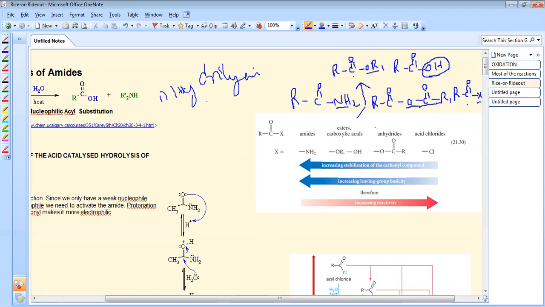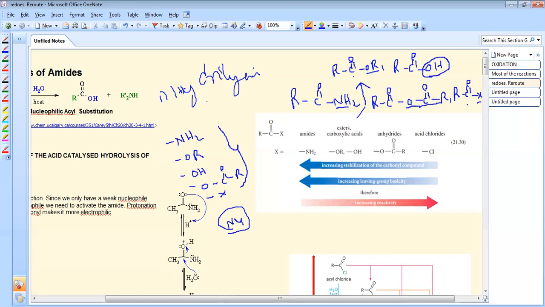Now all these undergo nucleophilic substitution reactions. So what is a nucleophilic substitution reaction? If you look at amide, the outgoing group is NH2. In ester, the outgoing group is OR. In carboxylic acid, the outgoing group is OH. In anhydride, the outgoing group is carboxylate. And in acyl halide, the outgoing group is halide, X minus. So these groups will be replaced with a nucleophile.